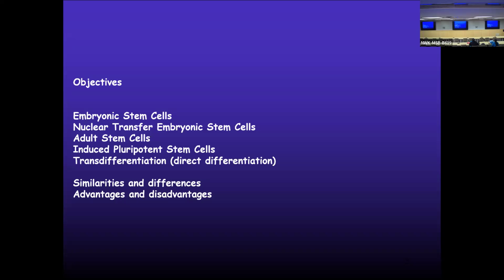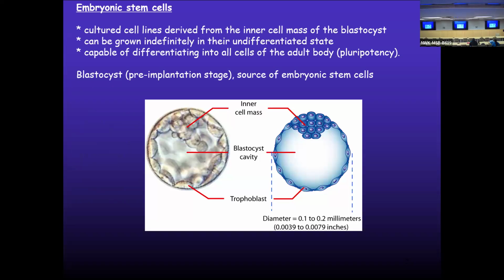And then we have similarities and differences between the different types of cells, advantages and disadvantages. Not every cell is identical. All right, let's start with embryonic stem cells.